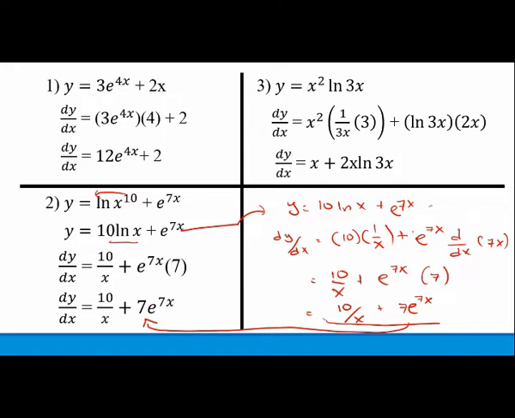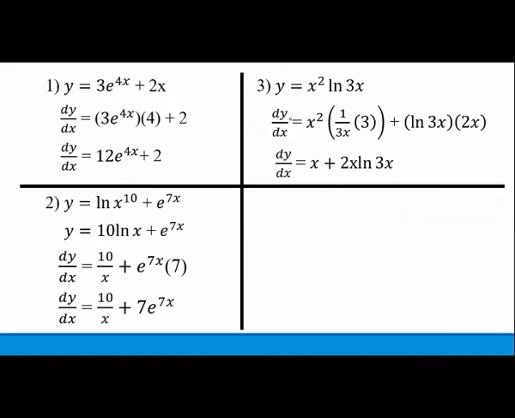Now number 3. Suppose that you have y equals x squared ln 3x. For this case, you have this x, and you also have this x, so this is u and this is v. So you need to use dy/dx equals uv prime plus vu prime, rule number 4. This is what I do.